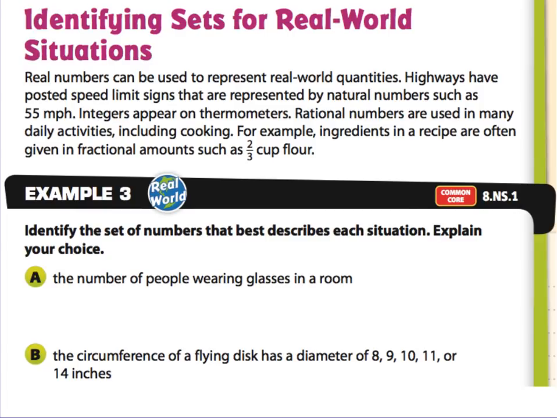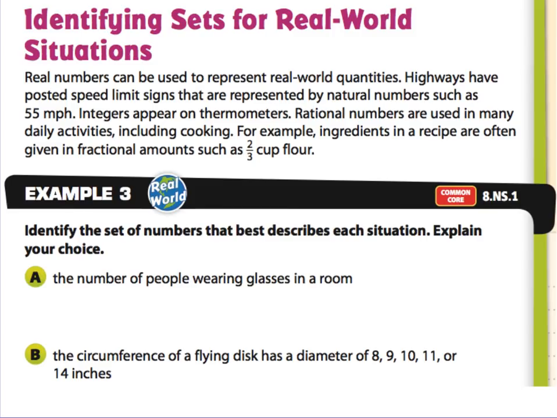All right, identifying sets for real-world situations. So this is our last little piece here. Real numbers can be used to represent real-world quantities. Highways have posted speed limit signs that are represented by natural numbers, such as 55 miles per hour. Integers are on thermometers. Rational numbers are used in daily activities like cooking and things like that.